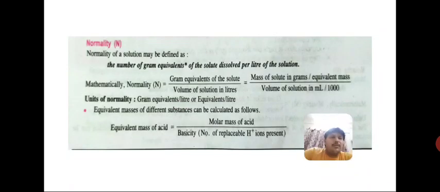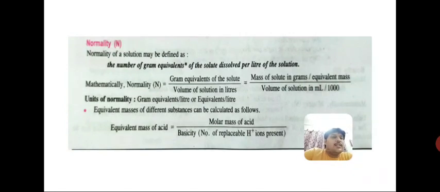Now our next type of concentration is normality. So what is normality first? It is represented by capital N, and it is the number of gram equivalents of the solute dissolved or present in 1 liter of solution. So first of all, what is a gram equivalent? Like the number of moles. So what is moles? Given mass upon molar mass. Similarly, gram equivalent is given mass upon equivalent mass.